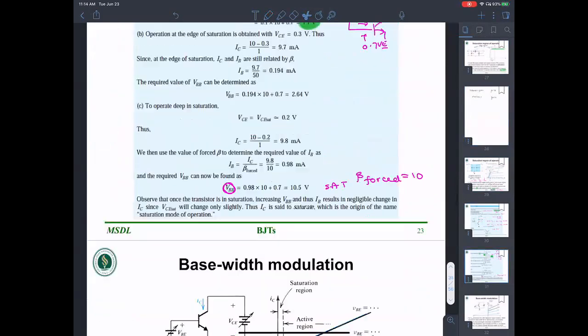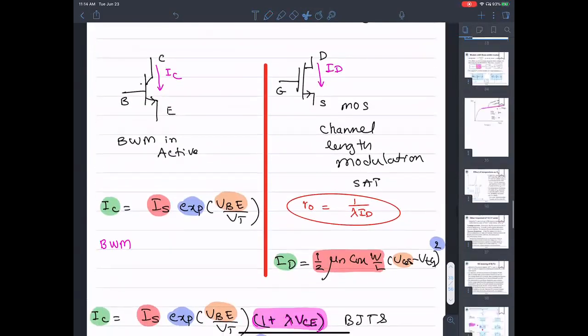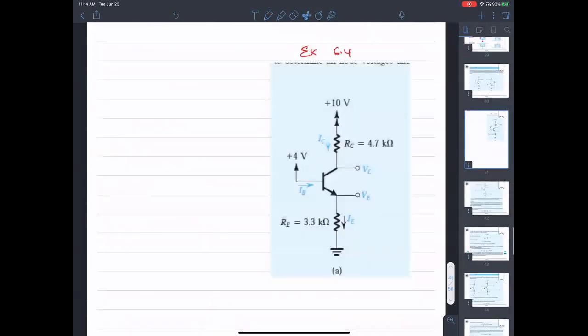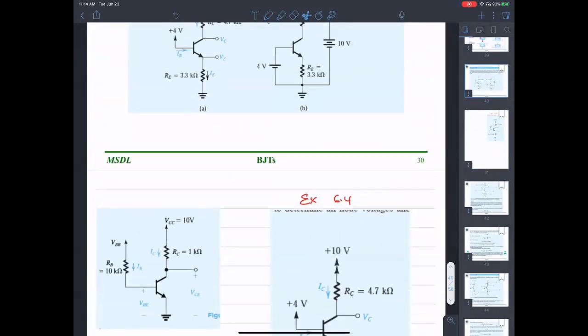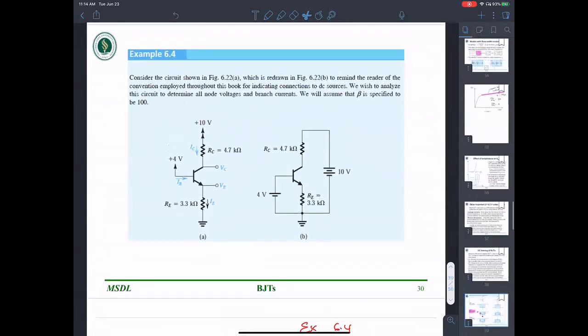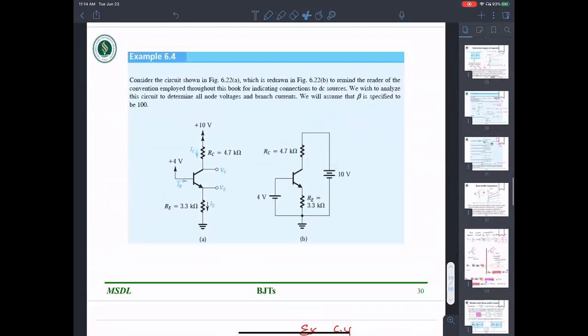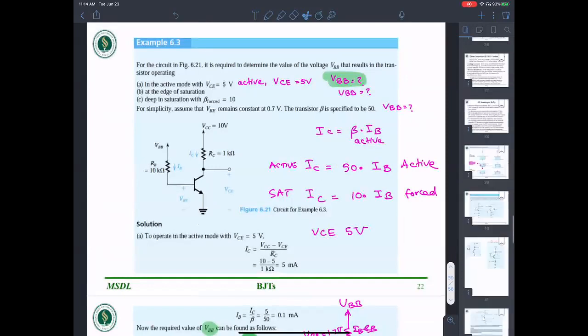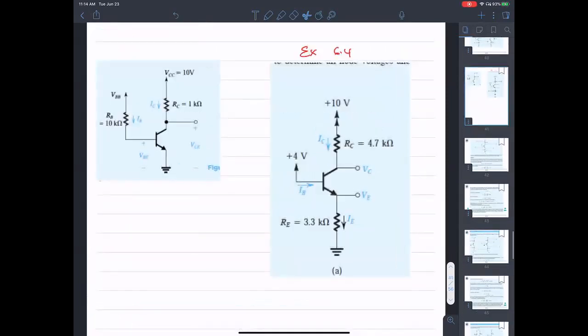Okay, this is example 6.3. I don't remember what problem it was. The problem was still the same.